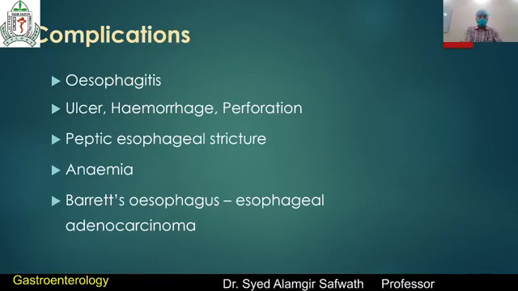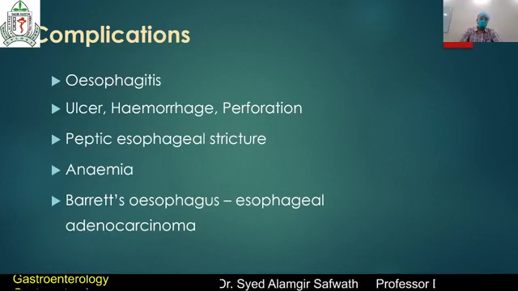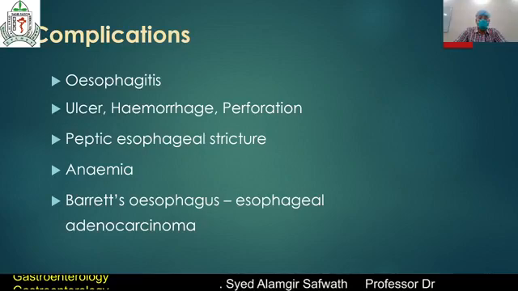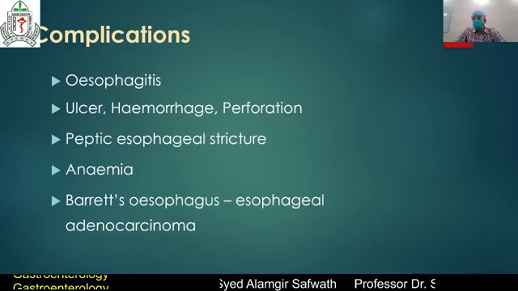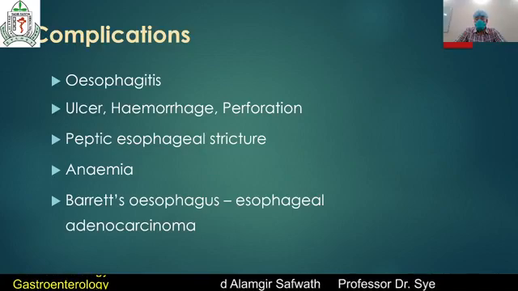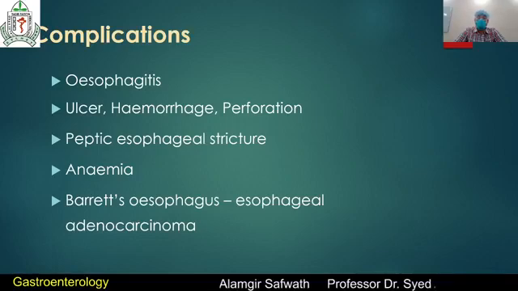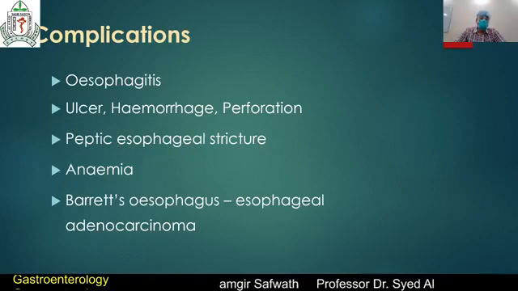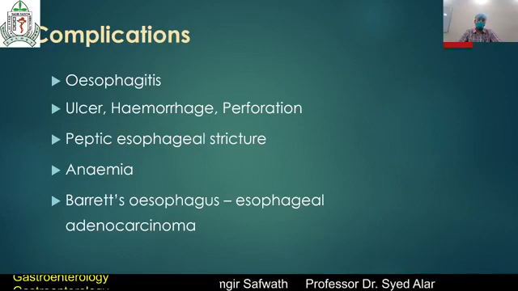So what are the complications? Esophagitis is erosion of the esophageal mucosa. The patient will develop esophagitis. Then, if not treated, that erosion will progress to ulcer, and the ulcer can bleed, giving rise to hemorrhage. And if the ulcer is deep enough, it can even be a perforated ulcer. So perforation is also possible. Starting from esophagitis, then it goes to ulcer formation, then hemorrhage, then perforation.